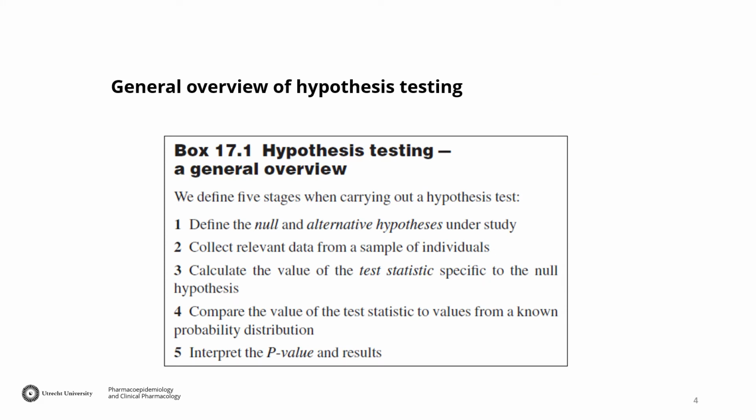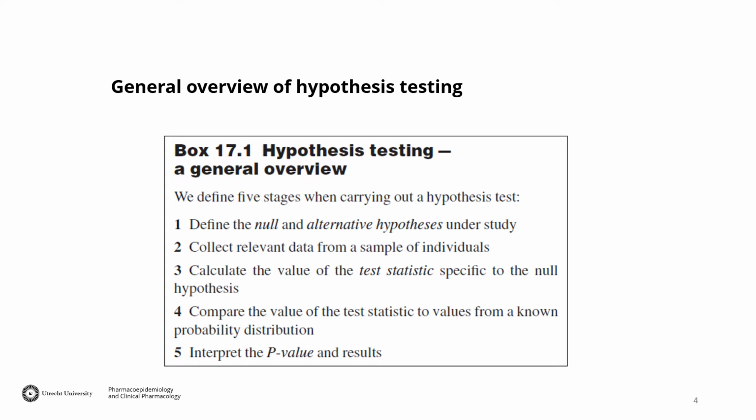So here we have a general overview of hypothesis testing. This box is from the Medical Statistics at a Glance book, and here it's split into 5 different stages of when you have to carry out the hypothesis test. We always start with defining the null and alternative hypotheses for the study. Then we want to collect the relevant data from a sample of individuals. And then in the third part, we want to calculate the value of the test statistic specific to the null hypothesis.